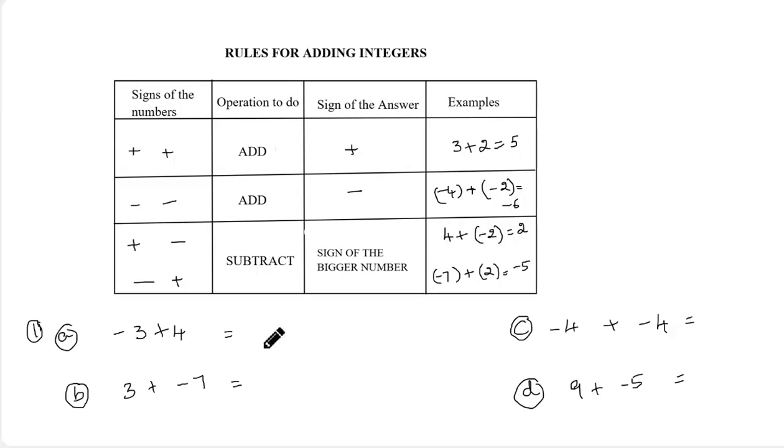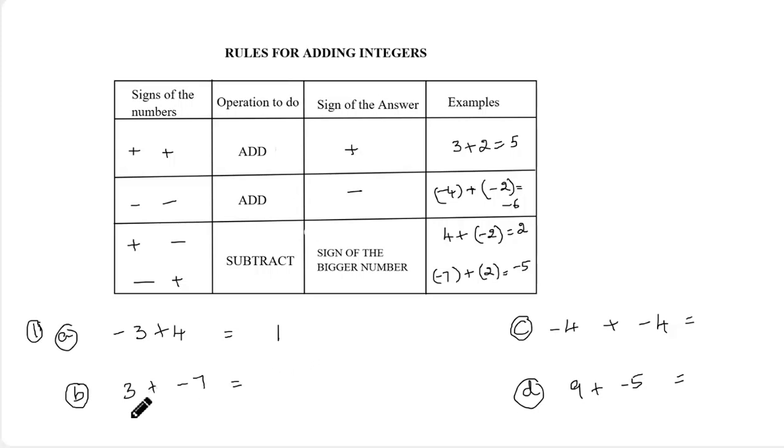Okay, so let's look at some problems. Here we have minus 3 plus 4. So you have a minus and a plus sign, so you need to subtract. Subtract 3 from 4, you get 1, and the sign of the bigger number is plus, so it needs to be a plus 1, which you will not be writing, you just leave it as 1.